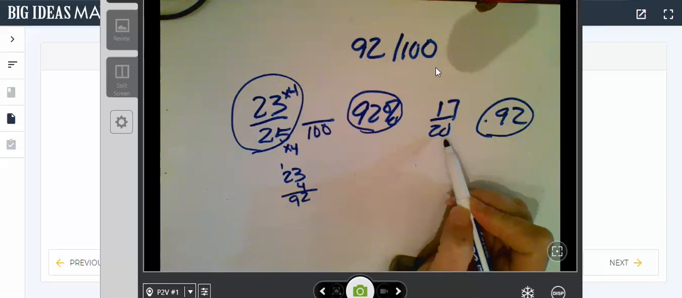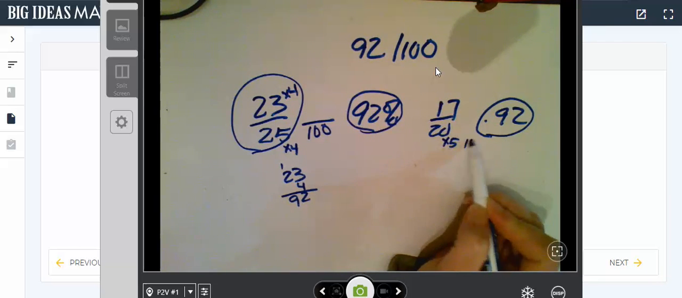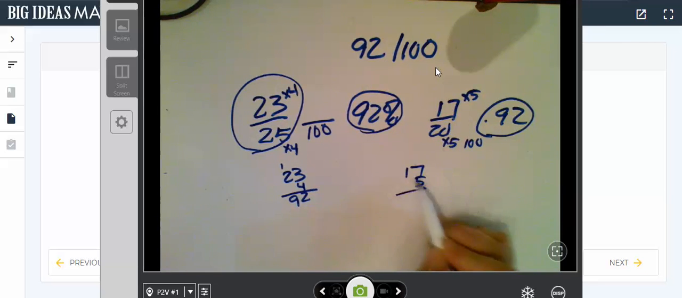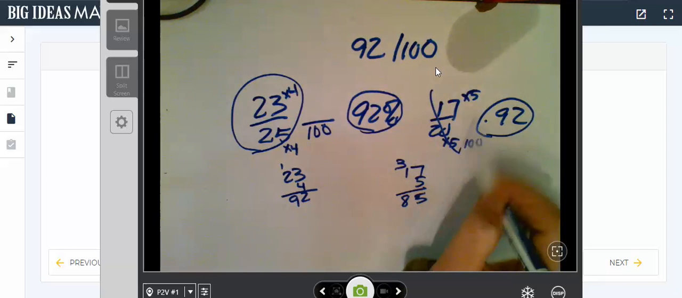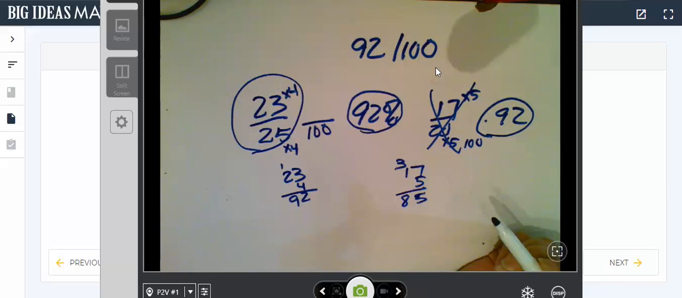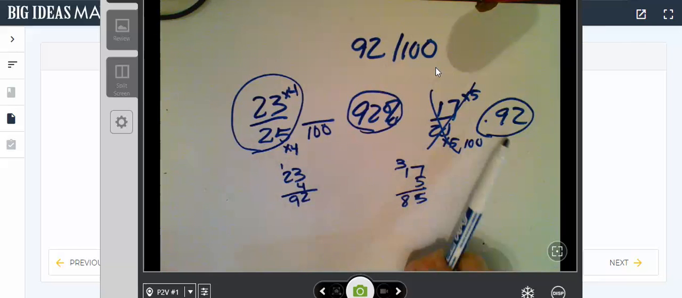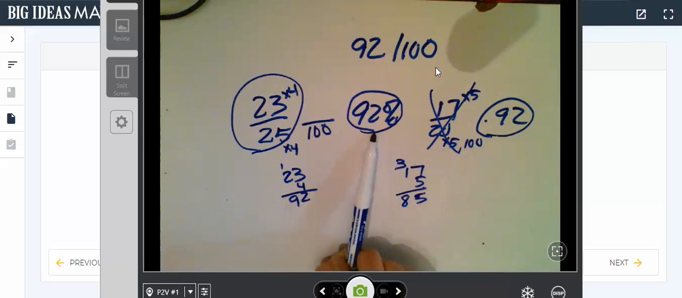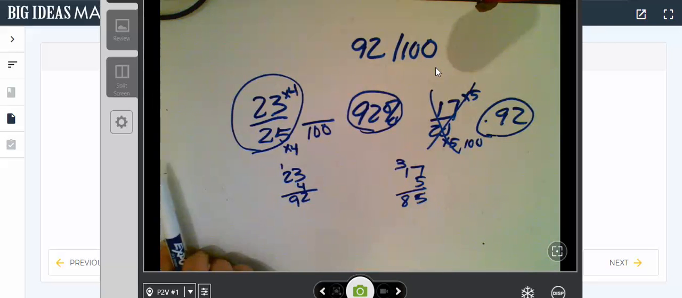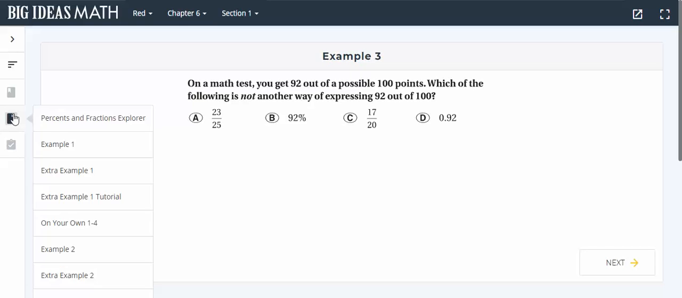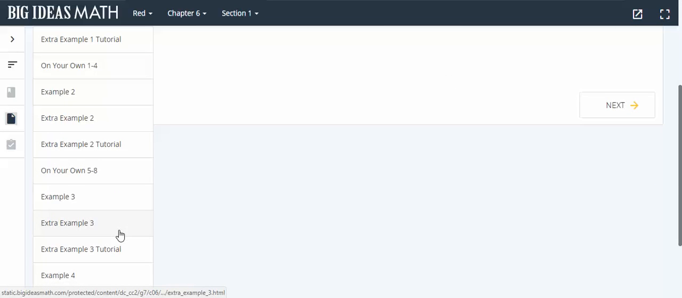Let's check this one out. I would have to multiply by 5 to get to 100. So I'd multiply this by 5, and 17 times 5 is 85, not 92. So this is the one that I would cross off. So 92 hundredths is the same as this in reduced form, this as a decimal, and this as a percent, all being the same. So if you think you understand this one, you can click next to try one on your own.